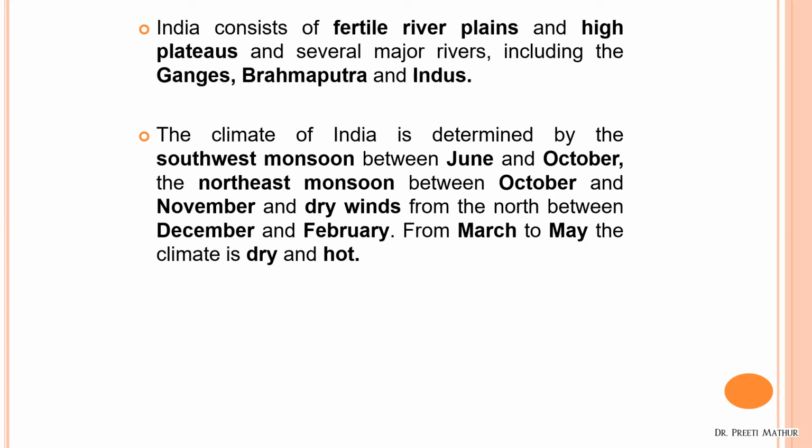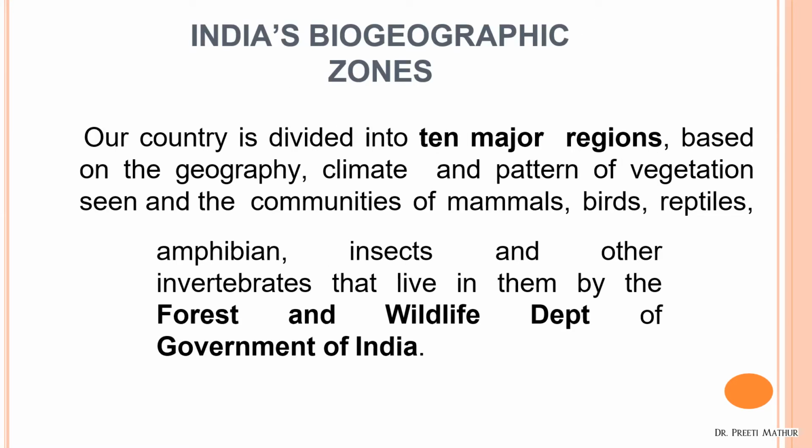The climate of India is determined by the southwest monsoon between June and October, the northeast monsoon between October and November, and dry winds from the north between December and February. From March to May, the climate is dry and hot.